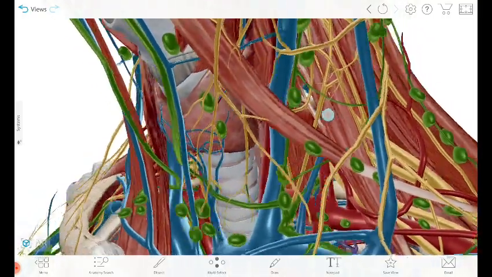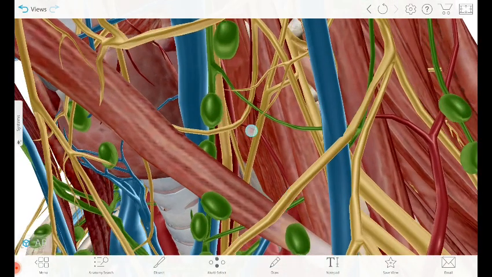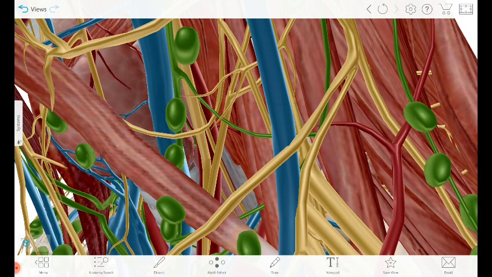So these are forming the posterior relations of the thyroid gland, and between this artery and the vein there's a nerve. So this was the internal jugular vein, this was the common carotid artery, and the nerve in between the artery and the vein is the vagus nerve. So the vagus nerve, the carotid artery, and the internal jugular vein together form the contents of the carotid sheath, and the carotid sheath forms the posterior boundary of the thyroid gland.